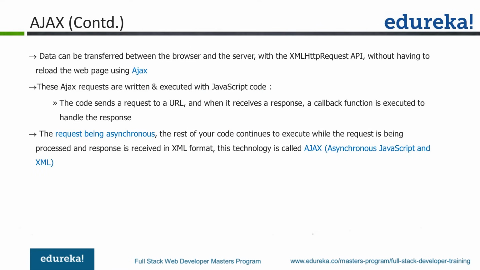So as the first line says, data can be transferred between the browser and the server, that is the client and the server, without having to reload the web page. Now, how is the data exchanged? This happens by a URL. Essentially all URLs, as we know, are carrying some data as a response. So when you go to facebook.com or google.com, the response is an HTML web page, right?